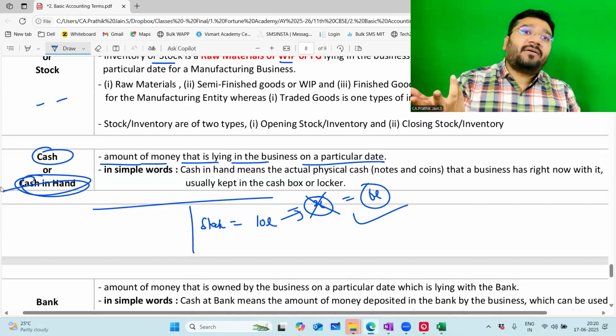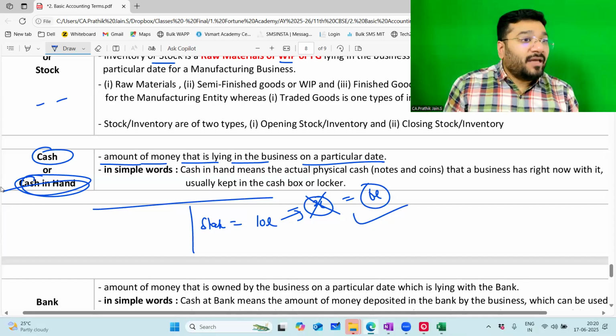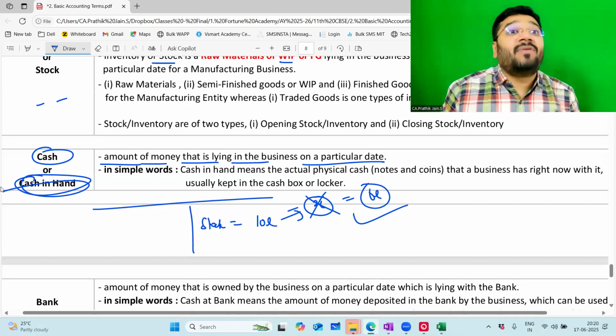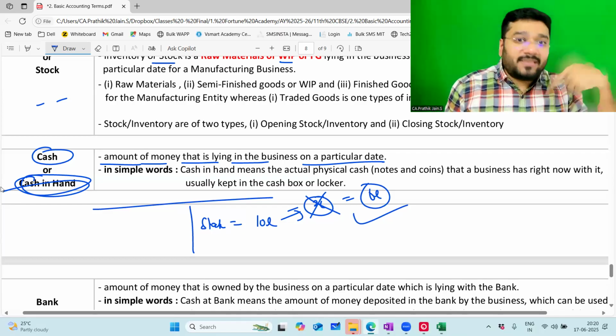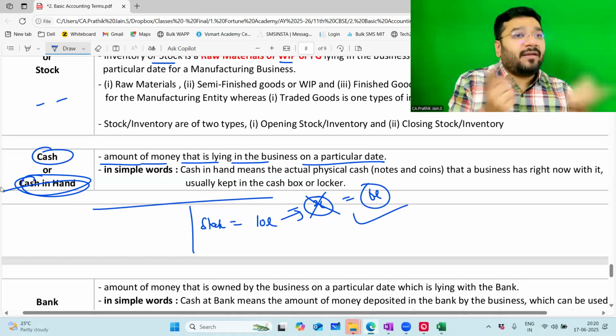You can count cash every day. So every day you'll have one cash balance. Yesterday's cash balance and today's cash balance will be different. Why? Because in between that period, Sankesh, what would happen? You'd have paid money or received money. So yesterday's balance and today's balance will be different.